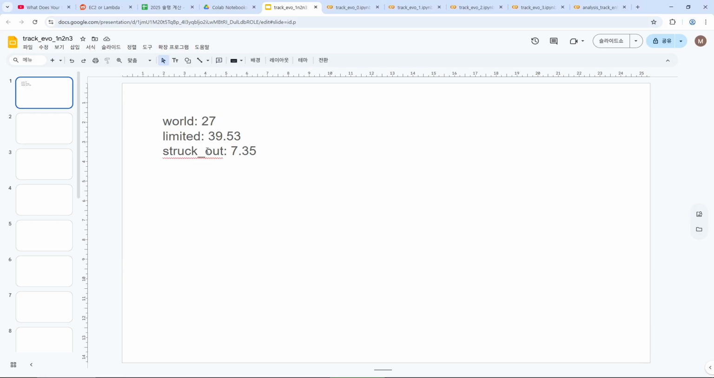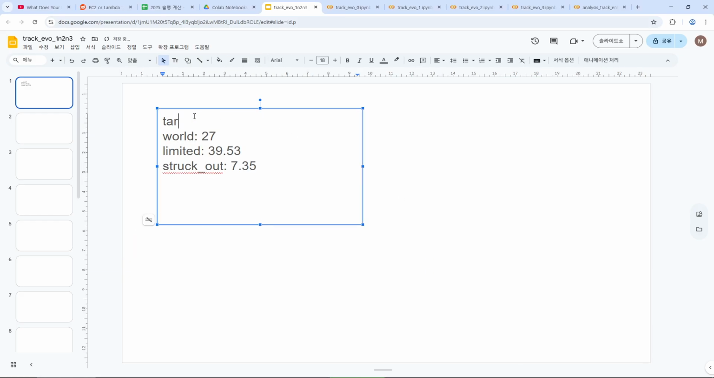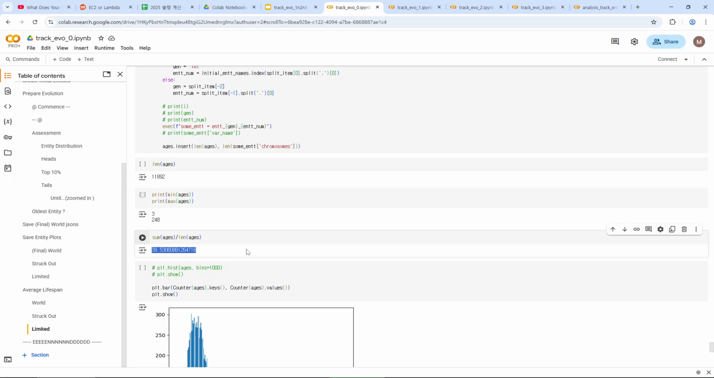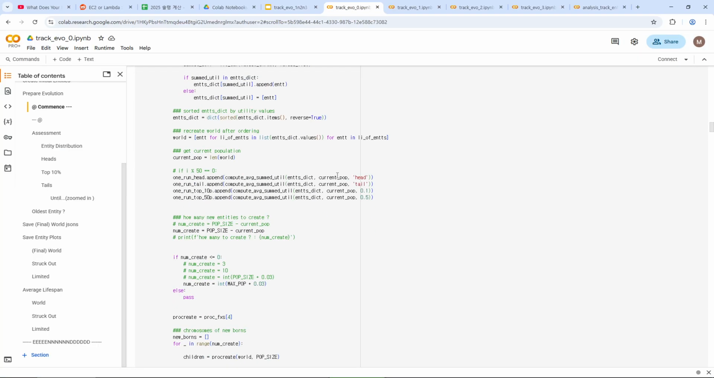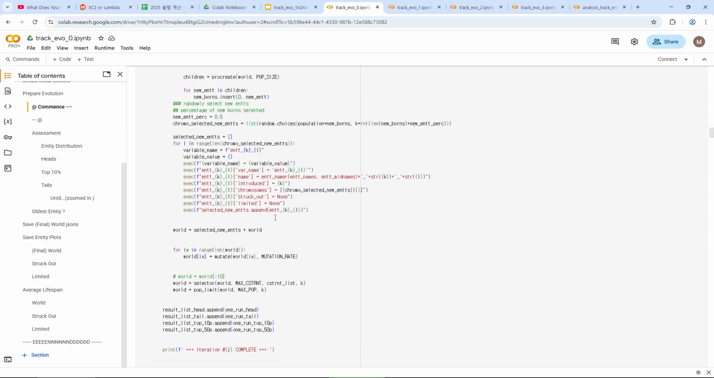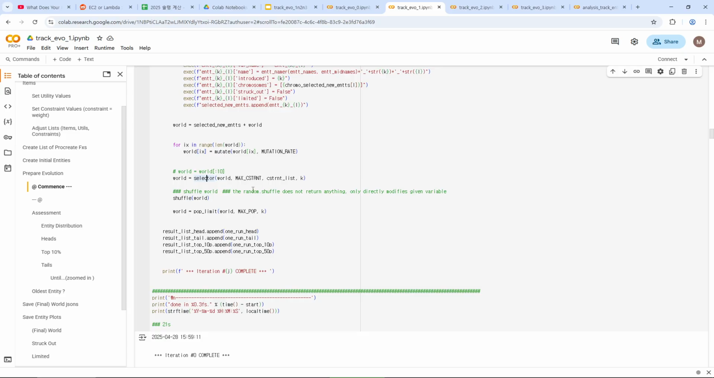Track eval 0. And what I did in track eval 1 is I shuffle the world, as you can see. As you can see here, I shuffle the world, and then I let the pop limit do its work.